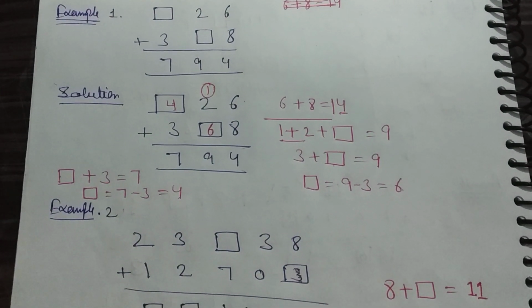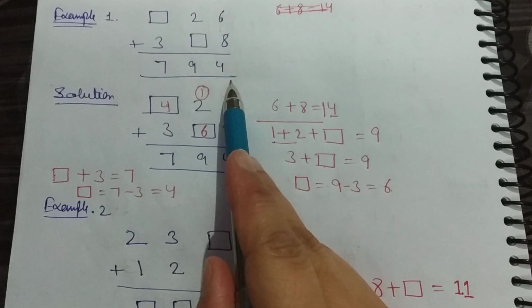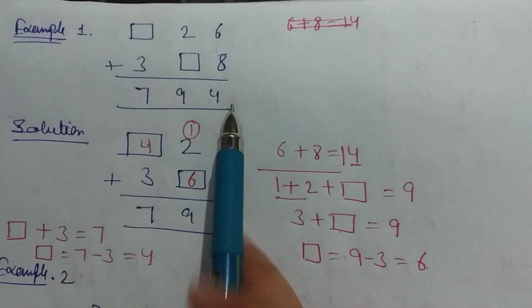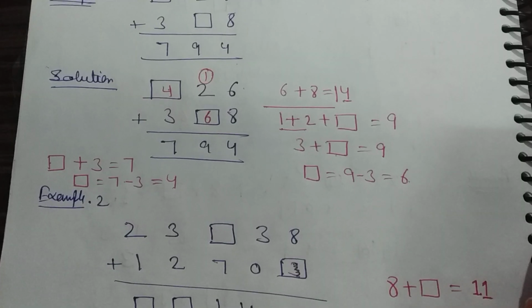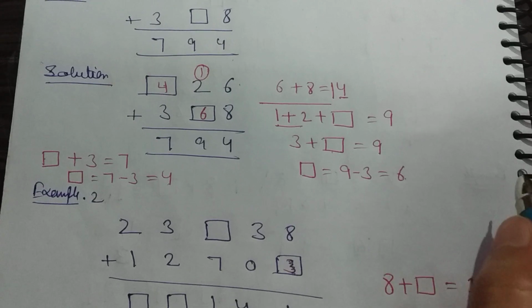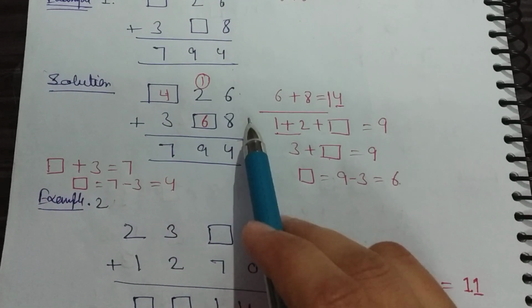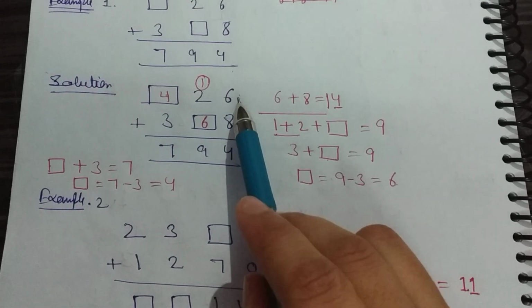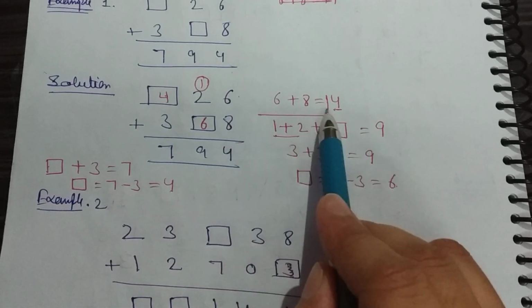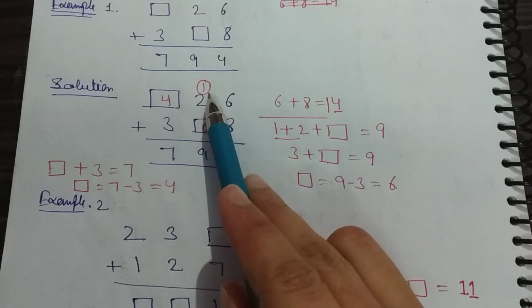Now see some examples related to this topic. Suppose we have this question where 2 digits are missing from this sum. We have to start the question from right to left. Firstly we check the ones place value, where 6 plus 8 becomes 14. We have to put 4 here and 1 carry.